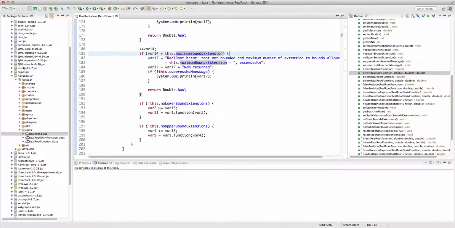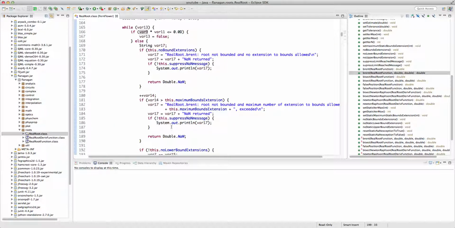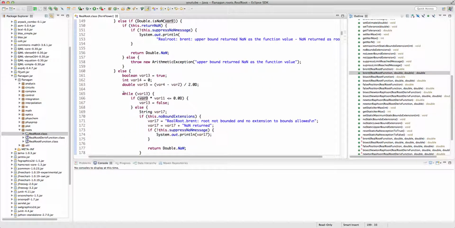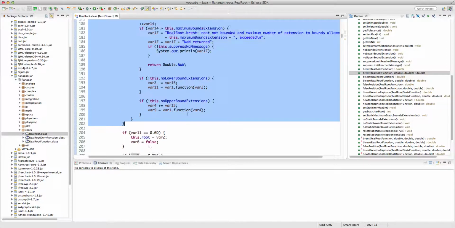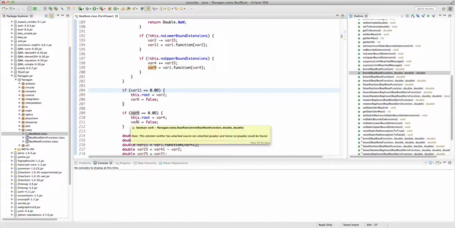then what happens, it subtracts the half length of the interval from the var2 and then updates the value of the function at the new lower bound. Similarly here, it adds the half length to the endpoint and updates the value of the endpoint and updates the value of the function at the new endpoint, and then the while loop continues. So this whole while loop is for extending the bounds in order to get a valid bracket. Okay, and then now it gets the valid bracket.